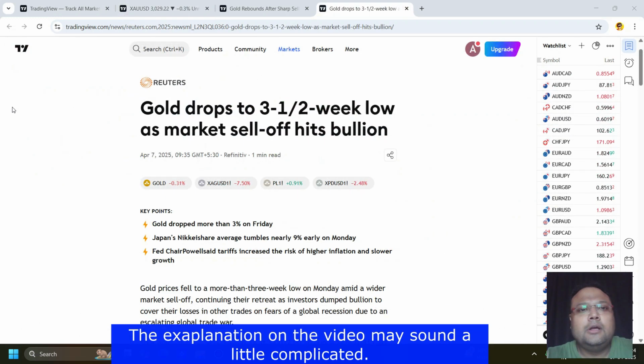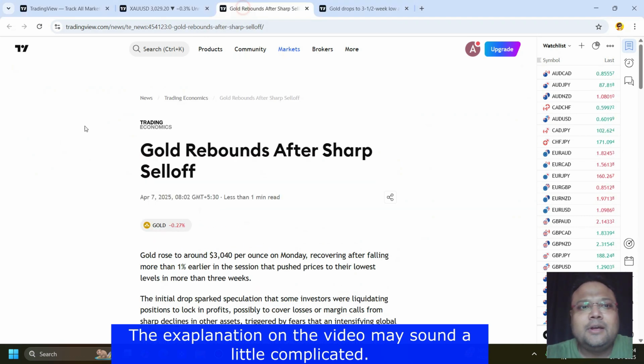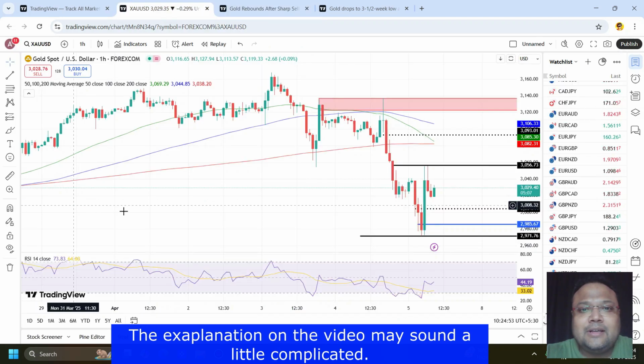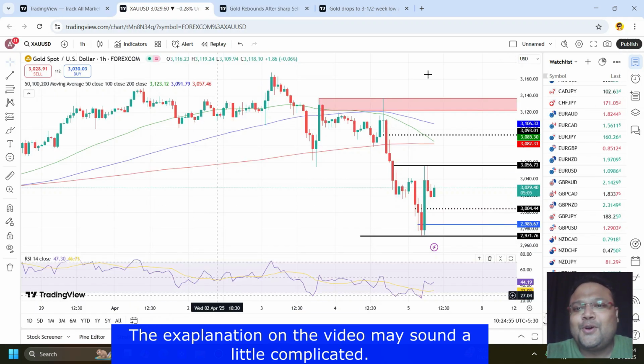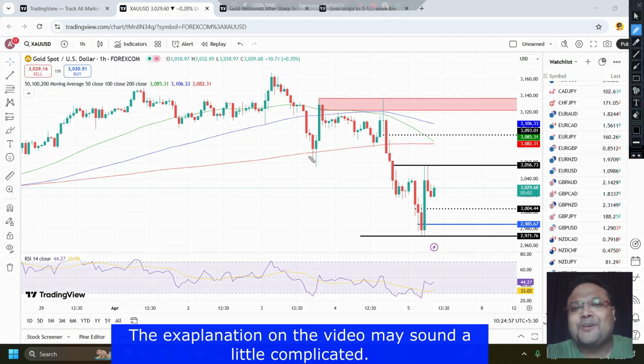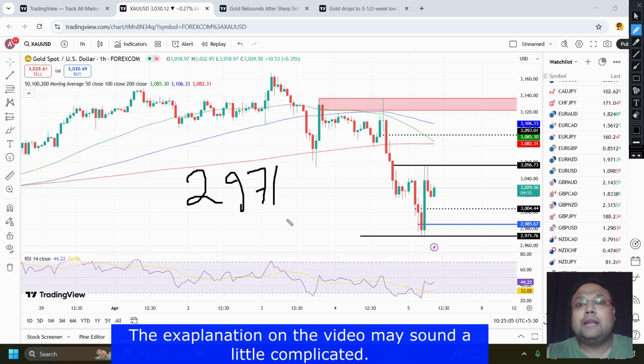So let's get started. Gold drops to 3.5-week low as market sell-off hits bullion. Gold rebounds after a sharp sell-off. And this is the chart of gold. Right after the market opening, we got to witness some crazy amount of selling pressure. Gold made a high of 2971.72, and after that gold also showed immediate recovery.